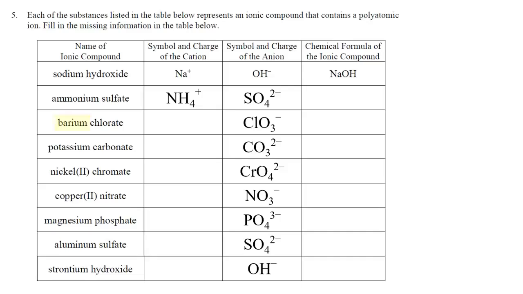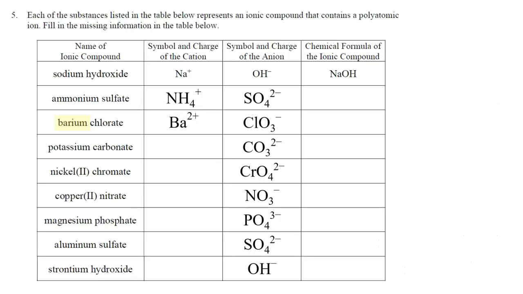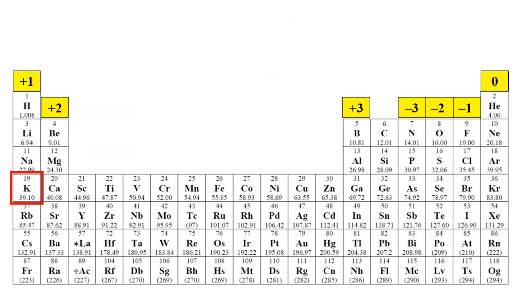Let's go find barium on the periodic table. So barium is in group 2. Its charge is +2, so Ba, 2+. And then let's go find potassium on the periodic table. So potassium is located in group 1. Its charge is +1, so K+.